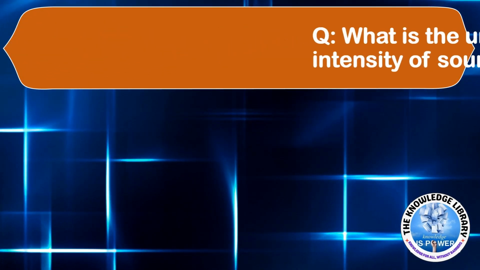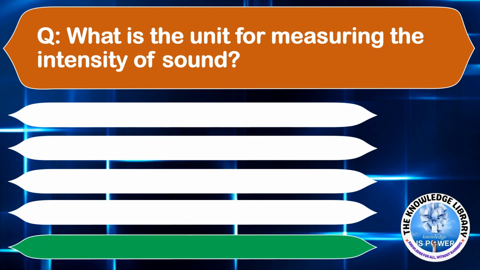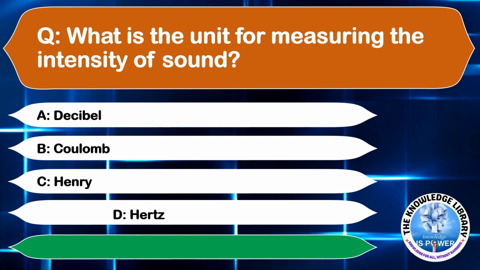The next question is, what is the unit for measuring the intensity of sound? A. Decibel. B. Coulomb. C. Henry. Or D. Hertz. The correct answer is option A, decibel.